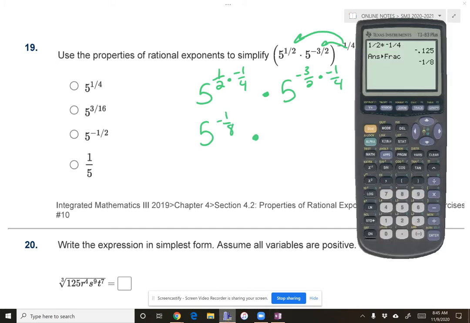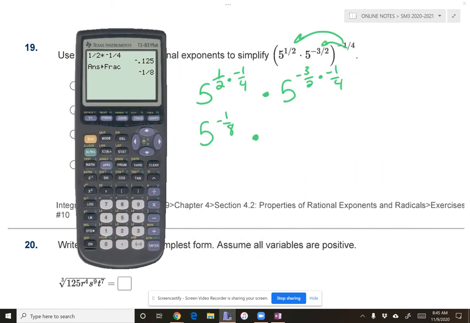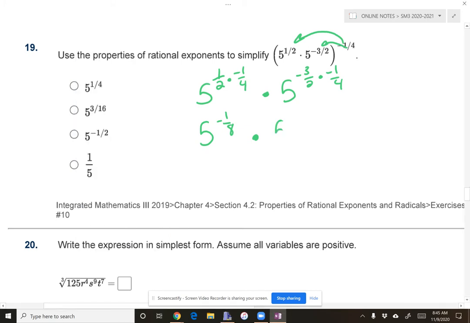I'm going to do the same thing with the next one. Negative 3 divided by 2 times negative 1 divided by 4. I'm going to figure out what that fraction is. And I get 5 to the 3/8. Okay? So now it's simplified.